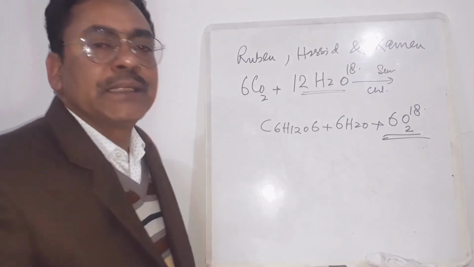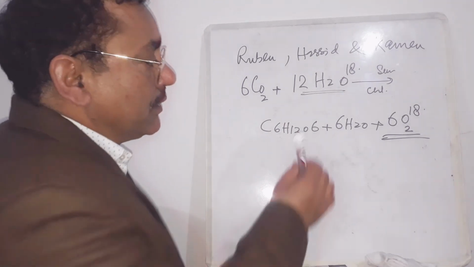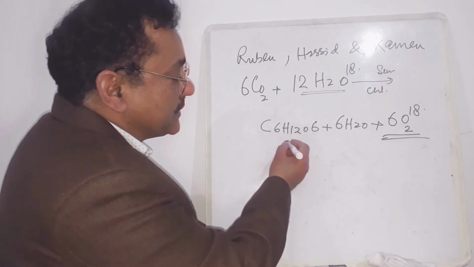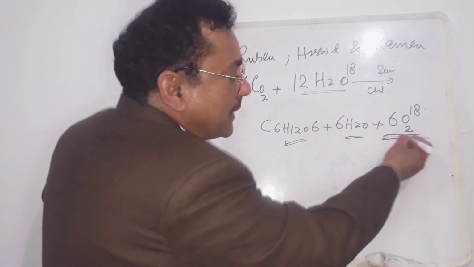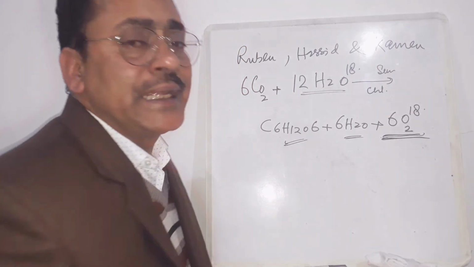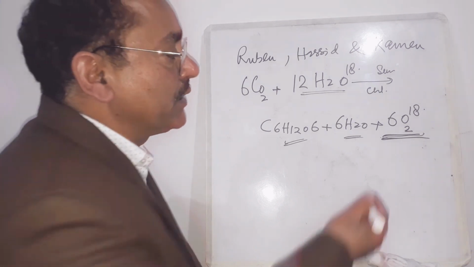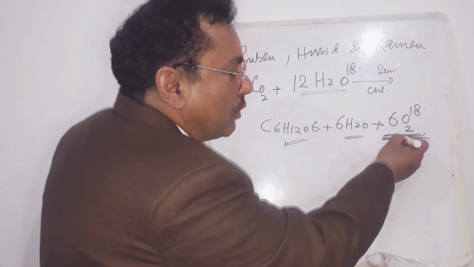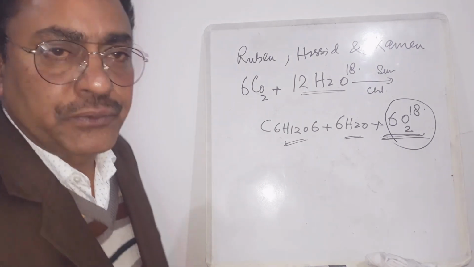Radioactivity was checked in the products. Radioactivity was checked whether it is present in sugar, it is present in water, or it is present in the molecular oxygen that is evolved. And it came to be associated with that oxygen which is evolved, that is this. It was found to be radioactive.